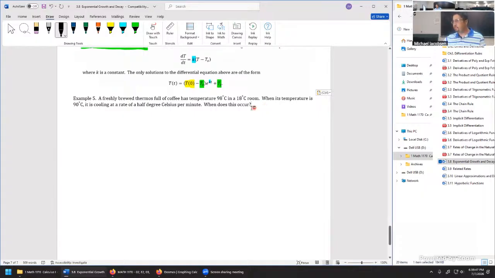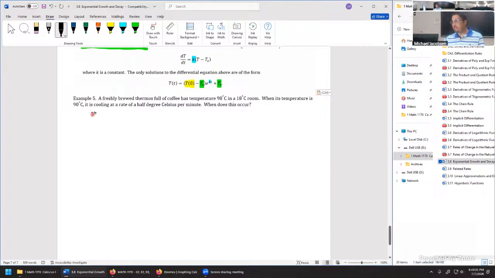We're told a freshly brewed thermos full of coffee has temperature 98.6 degrees Celsius, so that sounds very scalding, in an 18 degrees Celsius room. When its temperature is 90 degrees Celsius, we somehow know this, it is cooling at a rate of a half a degree Celsius per minute. When does this occur? So once again, we mentioned that these kind of models can be used in crime scenes, and this is the less morbid version of that. So we want to know if it's cooling at that rate, what time did it occur for it to be cooling down at that rate?